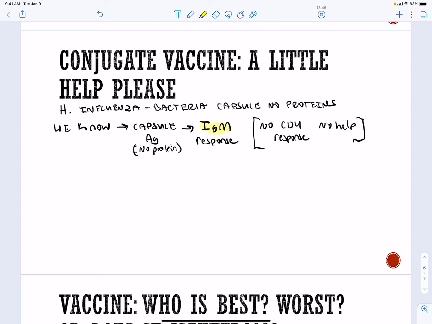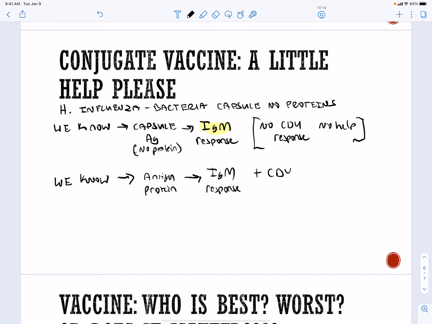IgM does not form memory. IgM cannot neutralize. It cannot cross the placenta. Only thing IgM can do is activate complement. And so having just an IgM response is not very protective. So we also know if you have an antigen that's a protein, you get IgM plus CD4, and you get help, which gives you IgG, for example. Okay, we know this. These are 2 things that we know.